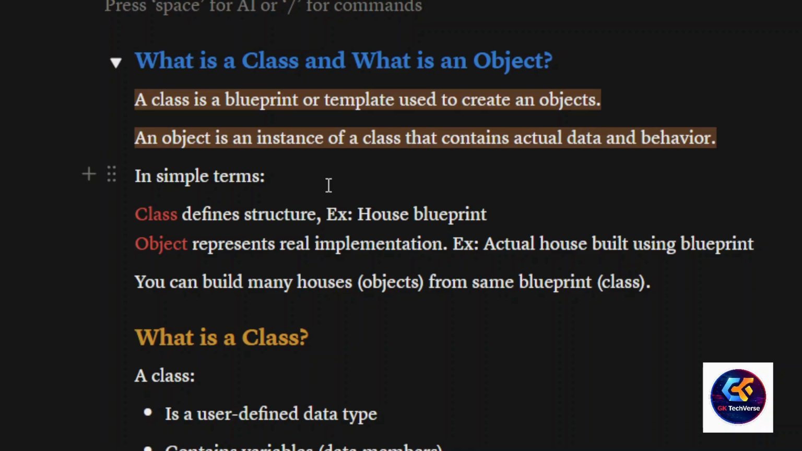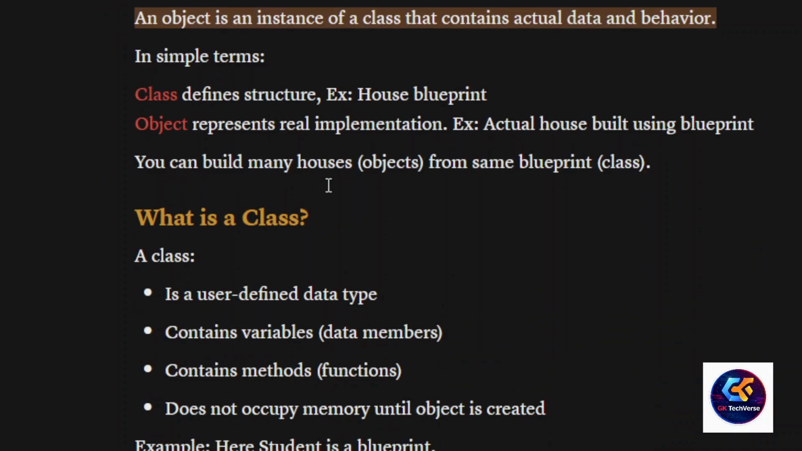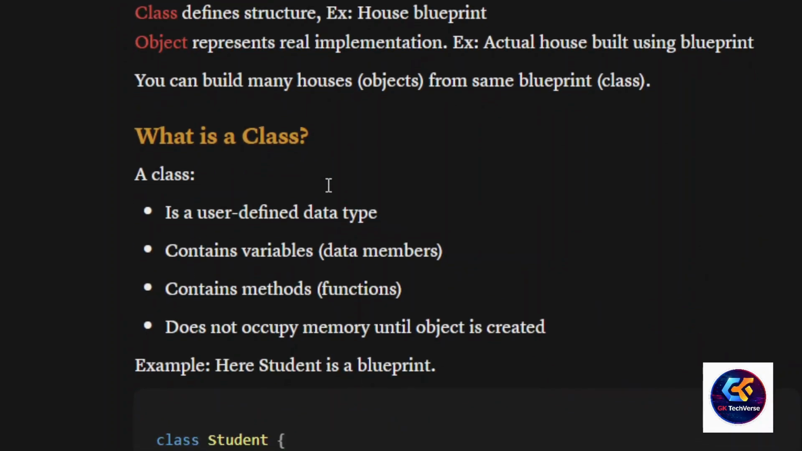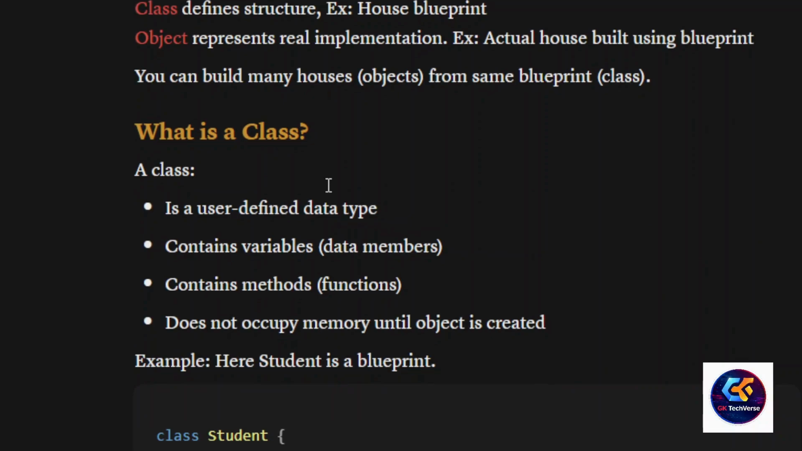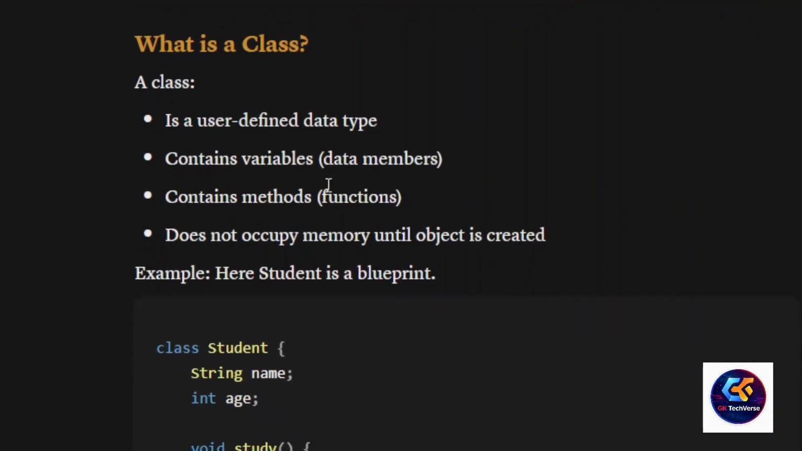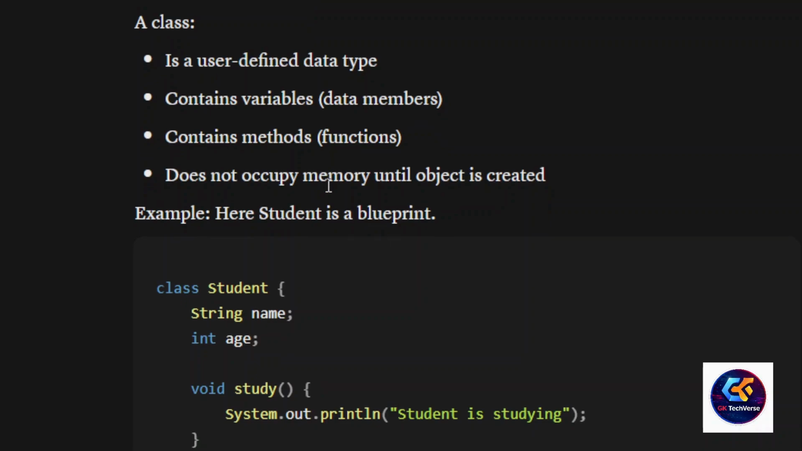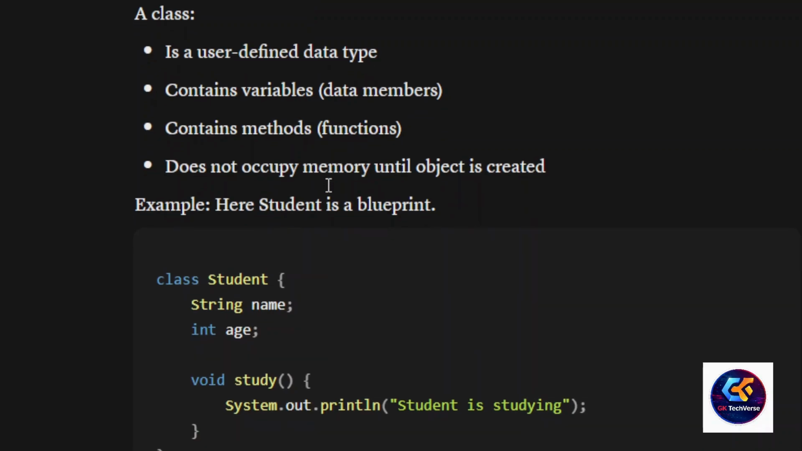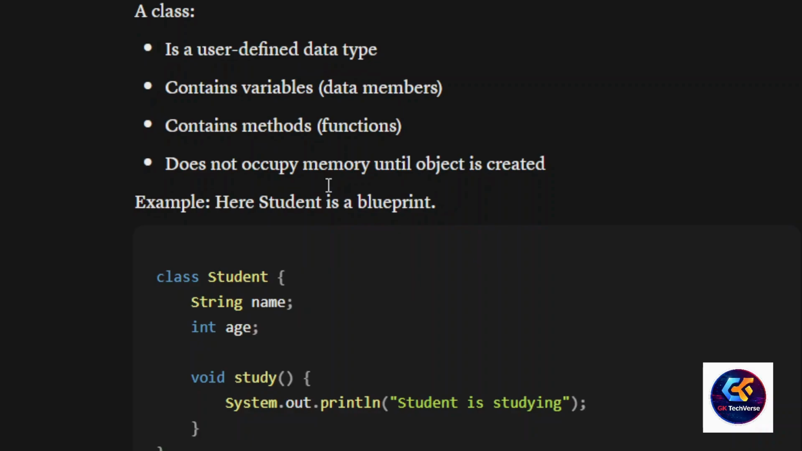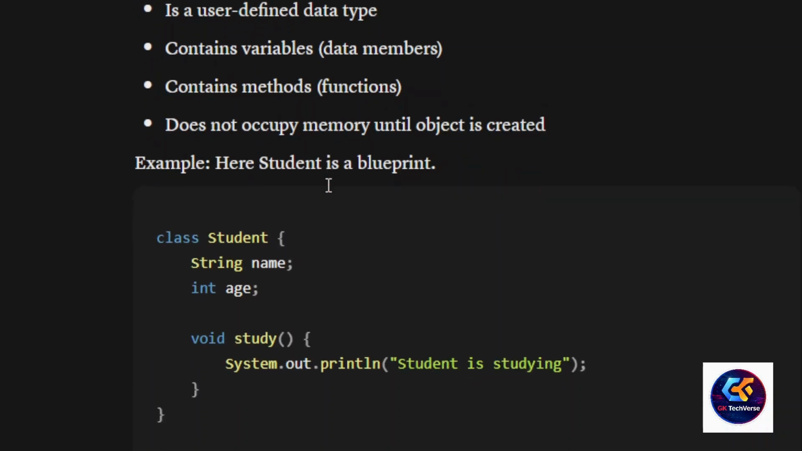A class is a user-defined data type. It contains variables, contains methods, and does not occupy memory until an object is created. Example here, student is a blueprint. Let's say we have created a class student and we have defined variables and a method.